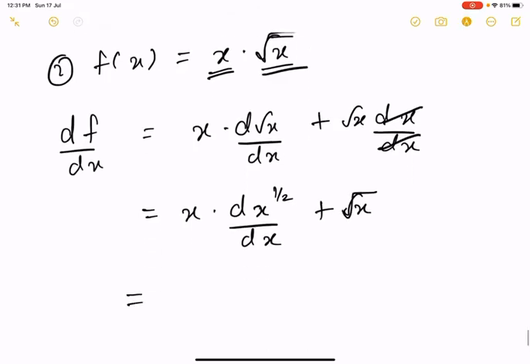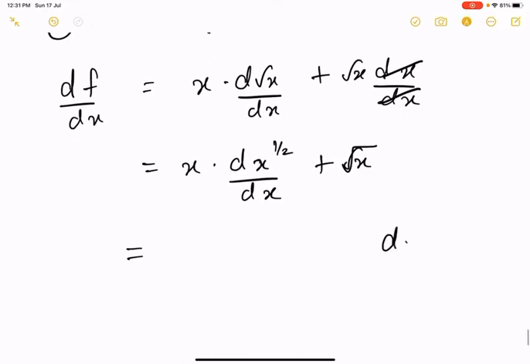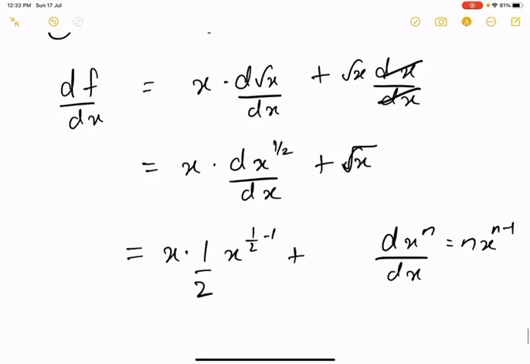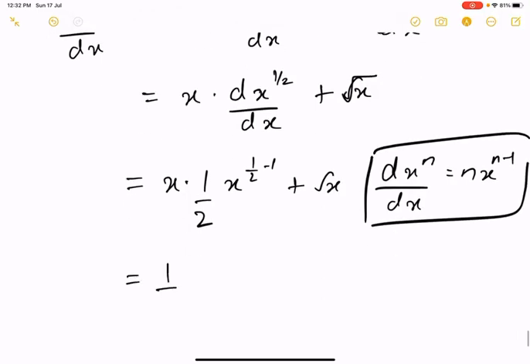Now what is the power rule? Power rule is this, what we wrote down previously. Power rule says that the power comes down and power of x becomes 1 less, that is n minus 1. So what is this? 1 by 2 is brought down and x is raised to 1 by 2 minus 1, plus root x. So this is the rule that we are using. So what is this? 1 by 2 multiplied with x multiplied with x raised to 1 by 2 minus 1 is minus 1 by 2, plus root x.